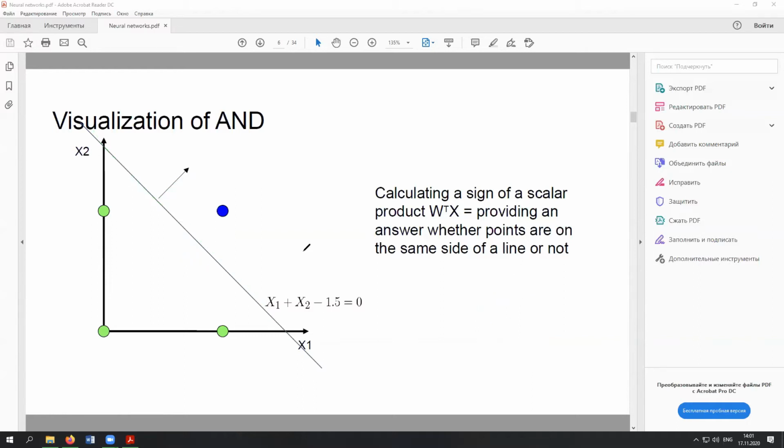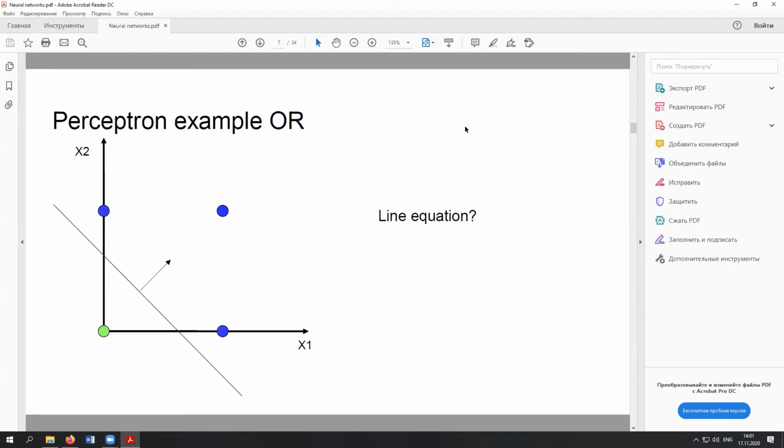Looking at this approach, we can say that if we change the angle of the line, if we shift it, we can change the output of the whole network that consists of one perceptron. So if we just shift it a little bit, we'll have the example of OR.